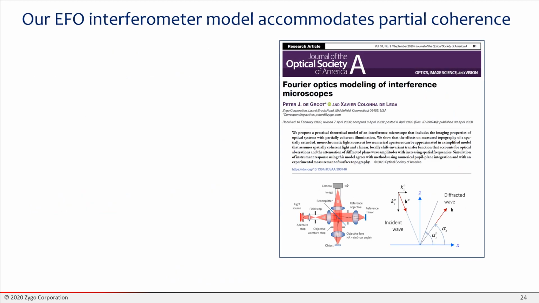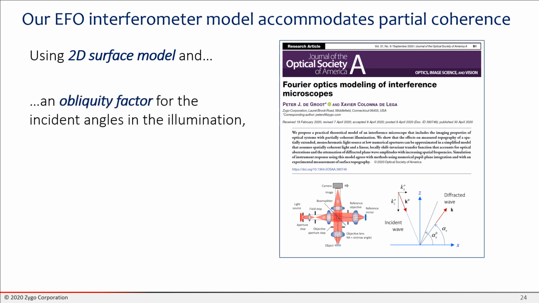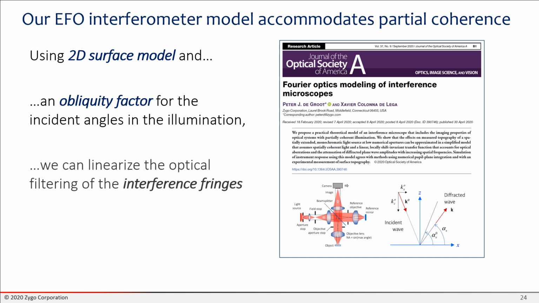So we looked at this situation recently in the context of interferometry, and we're able to show that you can do some things here with a 2D surface model, as we've described. And if you make some actually fairly common approximations, like the use of an obliquity factor to account for all of the incident angles of the illumination, you can linearize the optical filtering for the interference fringes, not for the conventional imaging, intensity imaging, but for the interference fringes. You can actually model a system as if it were fully coherent, but it had a transfer function that looked very much like the optical transfer function.